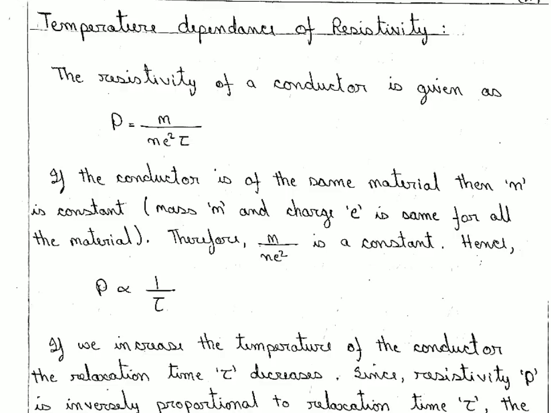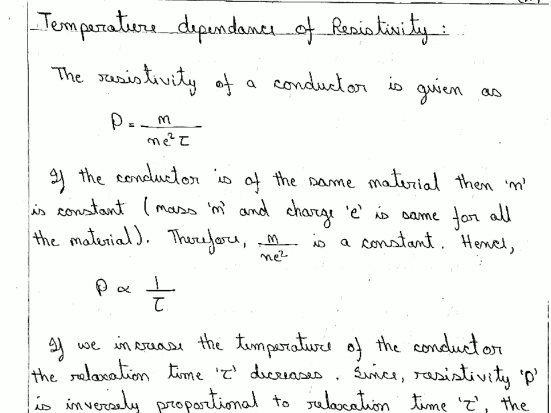Now we come to the temperature dependence of resistivity. We know that the resistivity of a conductor is given as rho is equal to m divided by n e squared tau, and m and e are constant. They are the mass and charge of the electrons, and n is the electron density. So if you're using the same material, n will be constant.